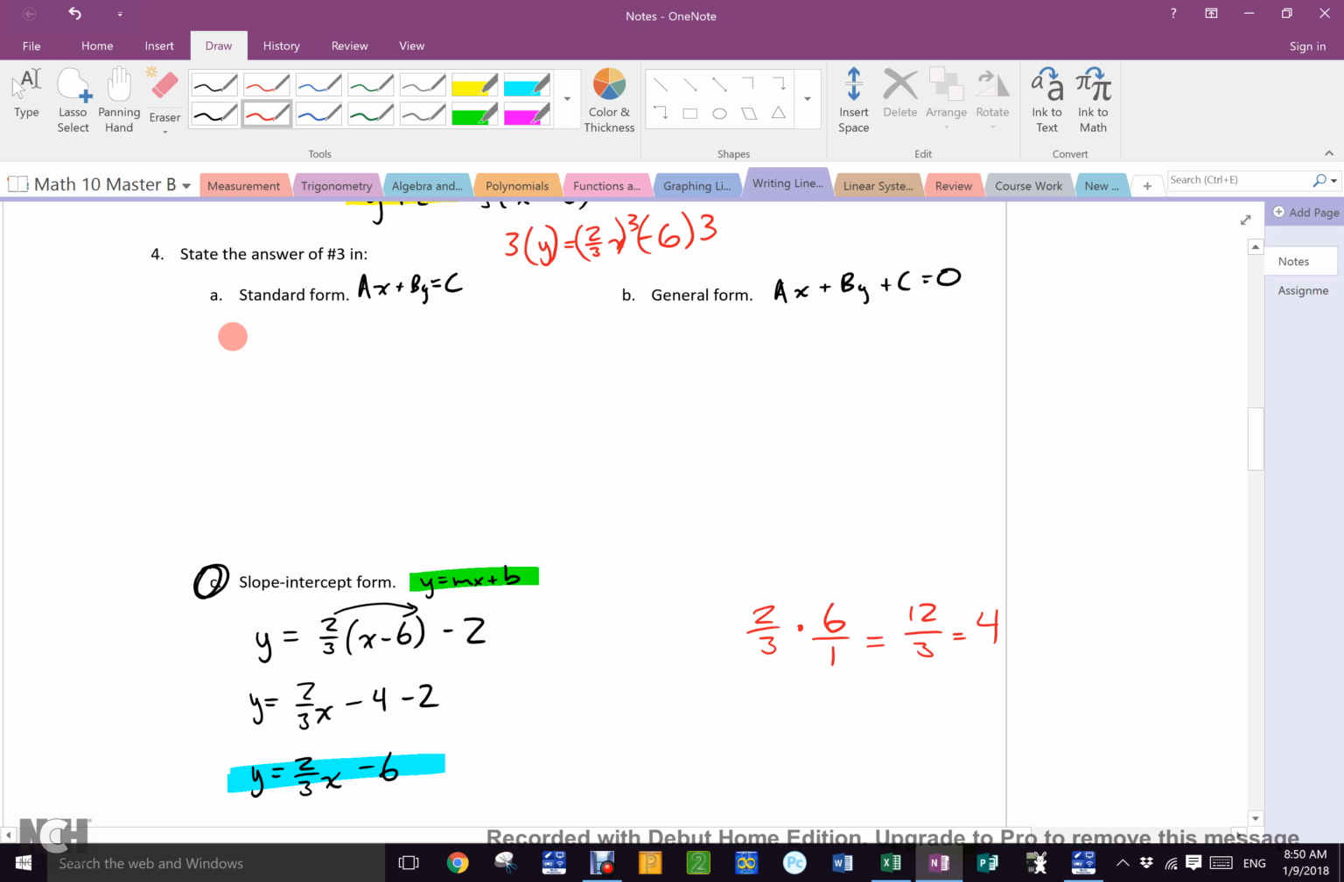What's 3 times y? 3y equals. What happens to the 3's here? Yeah, they cancel. 2x minus, what's 3 times 6? 18. Am I almost here? What do I have to remember about x in both of these forms? It has to stay positive. Is he positive? So should I touch him? No, I should move everything else. 2x minus 3y equals what? 18. And I'm done.